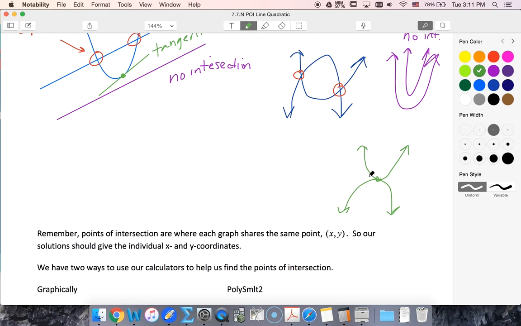So that's one way. I could have also drawn that 1 point of intersection by having them go something like this. So it doesn't have to be vertex to vertex. Let's pretend like those were touching. So we could have had 1 point of intersection that way. And of course our parabolas could be on top of each other, making infinite points of intersection.